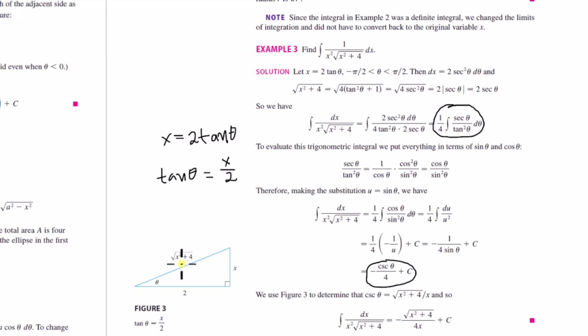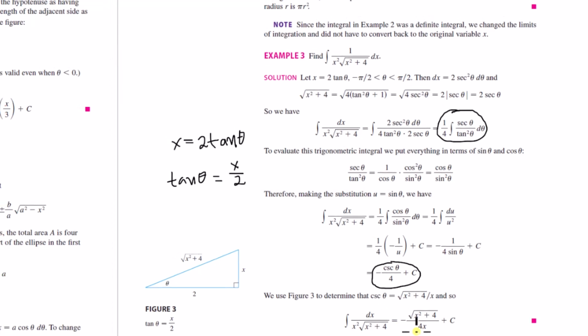Okay, so you can draw the triangle, put the theta, and tangent is opposite over adjacent, so you put x here and 2 here, and then use the Pythagorean theorem to get the other side, and now we can replace any trigonometric integral with the corresponding x expression. Okay, cosecant is 1 over sine. Sine is opposite over hypotenuse, so it's going to be hypotenuse over opposite. Cosecant theta is square root of x squared plus 4 over x. They put the minus sign in front, and there you go.